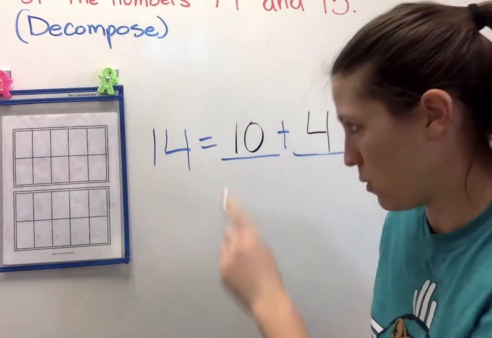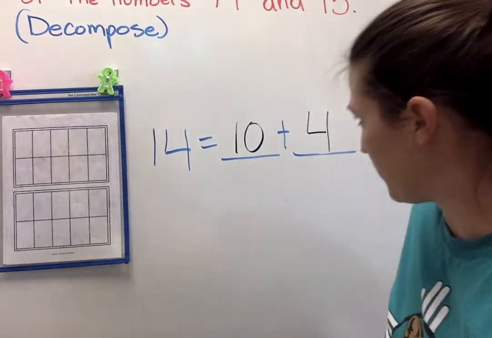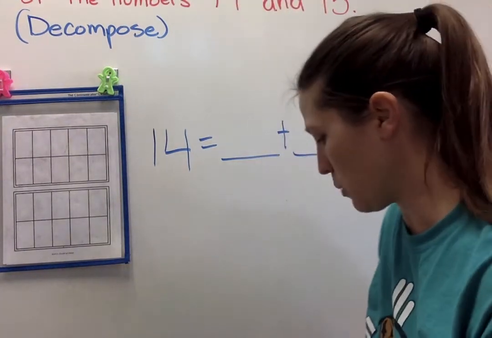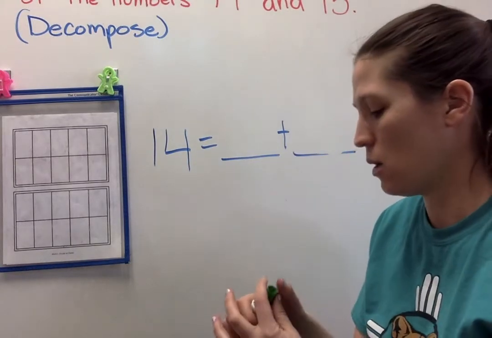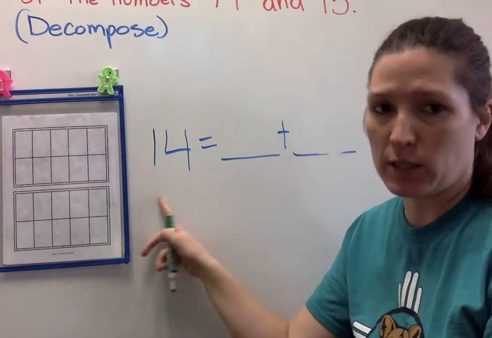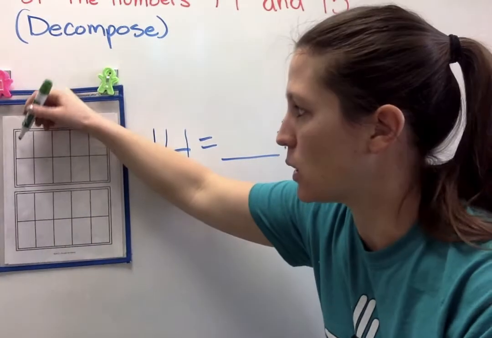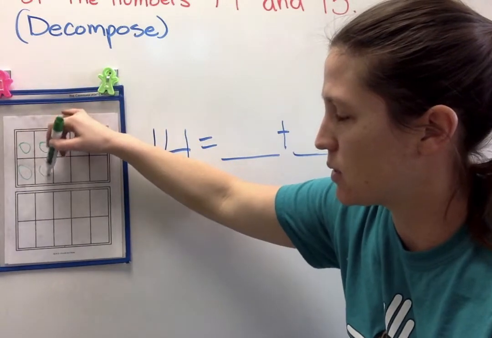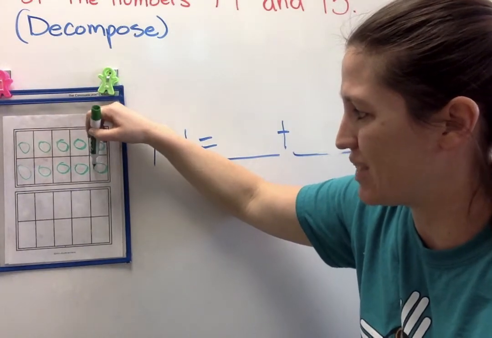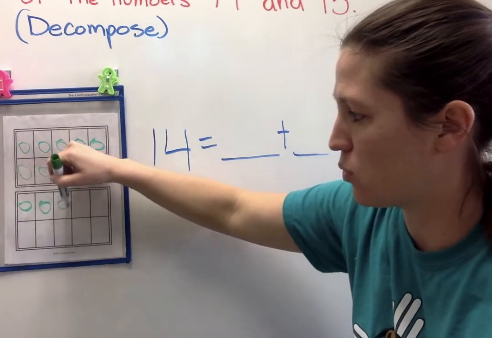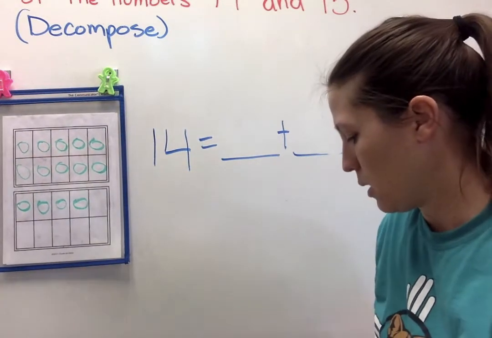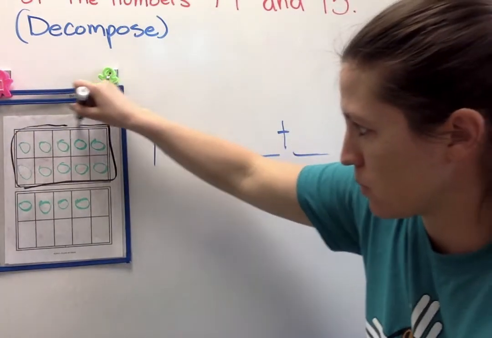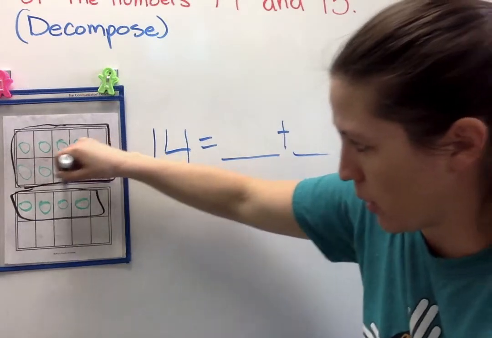Now let's finish it off by showing it on the double 10 frame. We're going to find those parts, decompose. I'll use green this time. I know I need to decompose 14. So first I'm going to draw 14. 1, 2, 3, 4, 5, 6, 7, 8, 9, 10, 11, 12, 13, 14. I need to find my 2 parts. I have one part here, or a group. I have another part here.